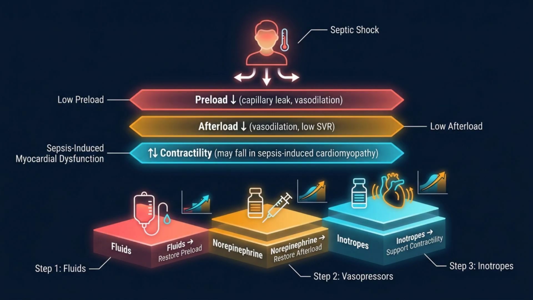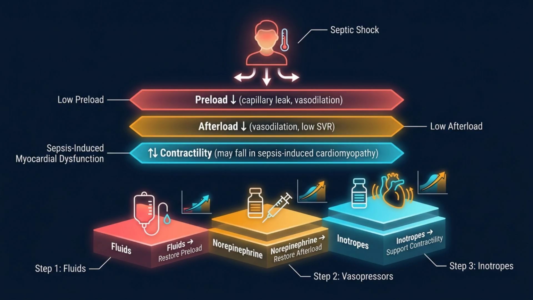Clinical anchor: in septic shock, patients are vasodilated, so systemic vascular resistance, afterload, is low. Their ventricle is underfilled because of vasodilation and capillary leak, so preload is low. Stroke volume falls. Step 1 is fluid resuscitation to refill the tank, increase preload. If the patient doesn't respond, step 2 is vasopressors like norepinephrine to raise afterload back toward normal.